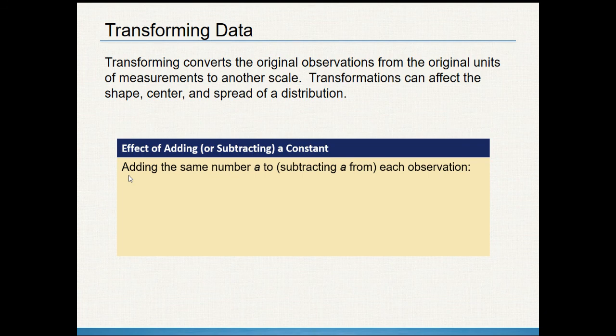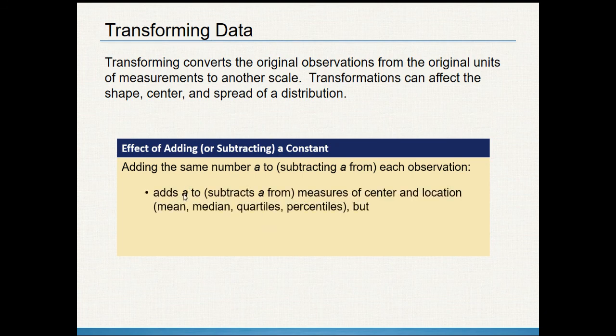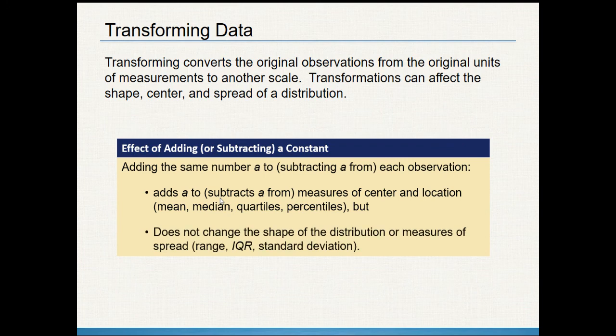If we add the same number A or subtract the same number A from every observation in a set of data, then that adds A or subtracts A from the measures of center and location, meaning the mean, the median, quartiles, and percentiles will all change by that value of A. We'll either add A or subtract A from every one of those. But it does not change the shape of the distribution or the measures of spread.